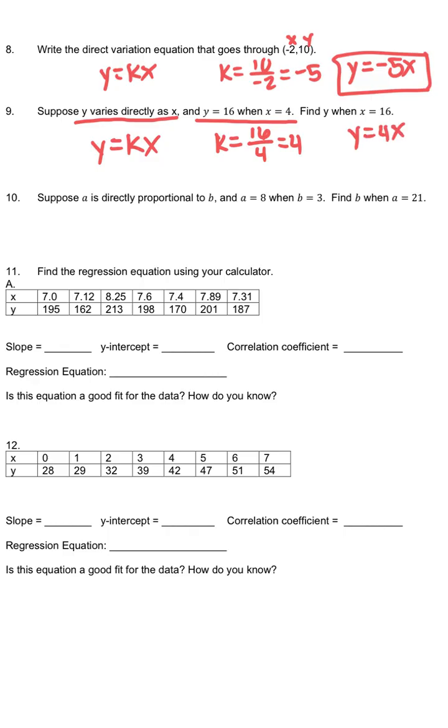And it says find y when x is 16. So let's plug in 16 here. 4 times 16, we would get 64. So our answer is y equals 64.